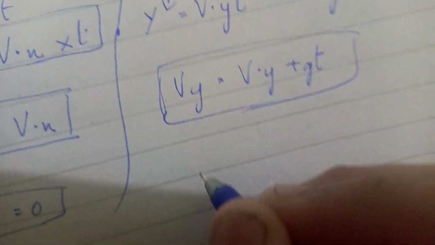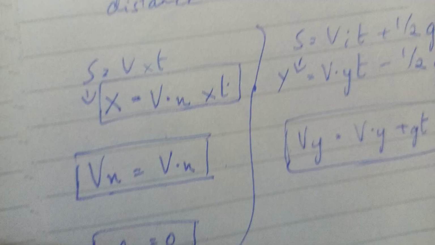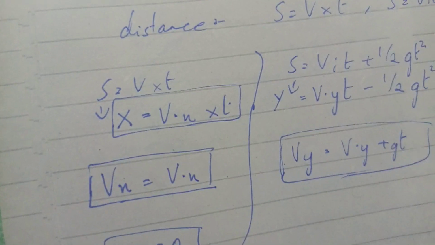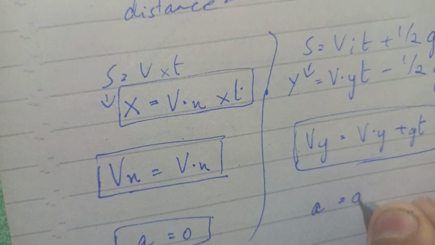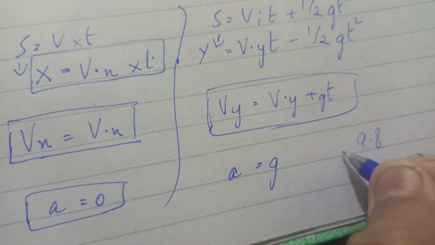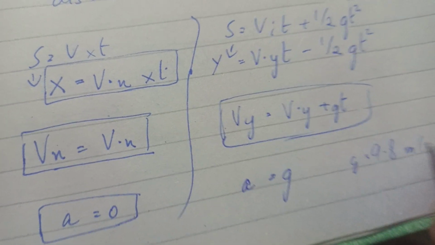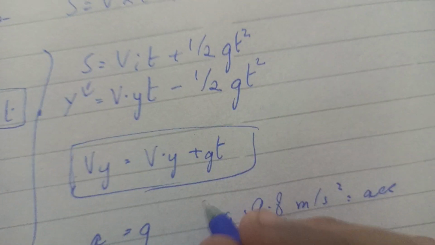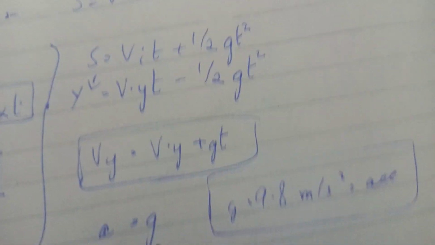If we talk about the acceleration, so acceleration will be the same as gravity, which means a is equal to g. For example, the value of gravity is 9.8 meters per second squared, so the acceleration will be the same, 9.8 meters per second squared. So yeah, this was for the basic formulas for vertical and horizontal.